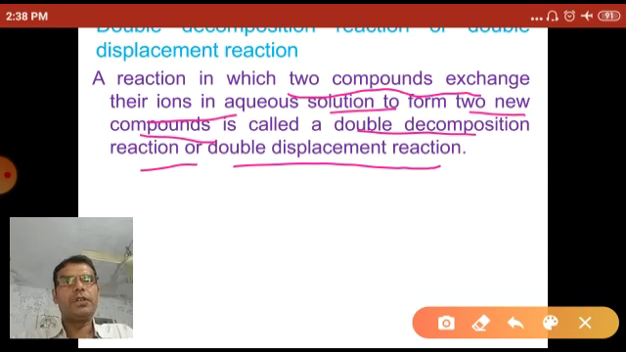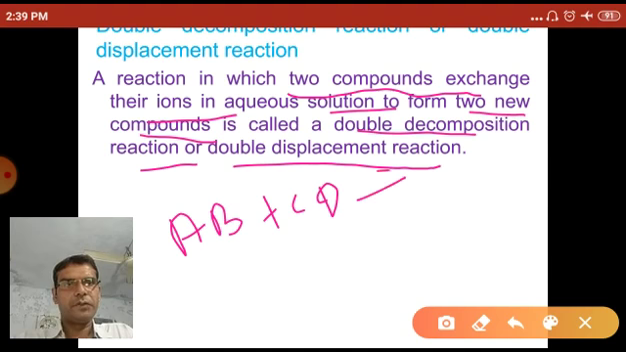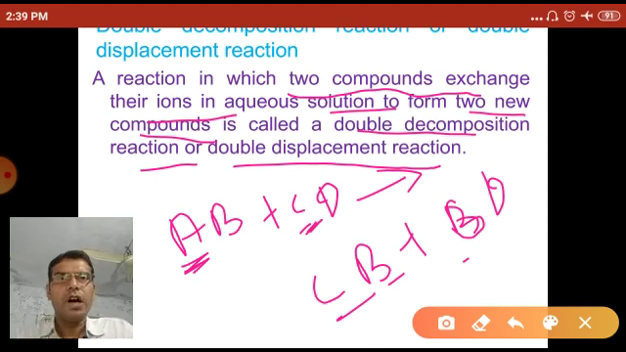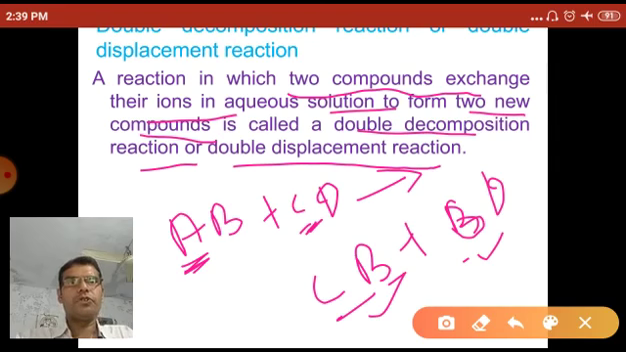So in this type of reaction, the two compounds exchange their ions with each other and form two new compounds. For example, when AB combines with CD, then A exchanges with C and C exchanges with A, and they form CB plus AD. So in these reactions, the ions are exchanged and form two new compounds. This is the double displacement or double decomposition reaction.